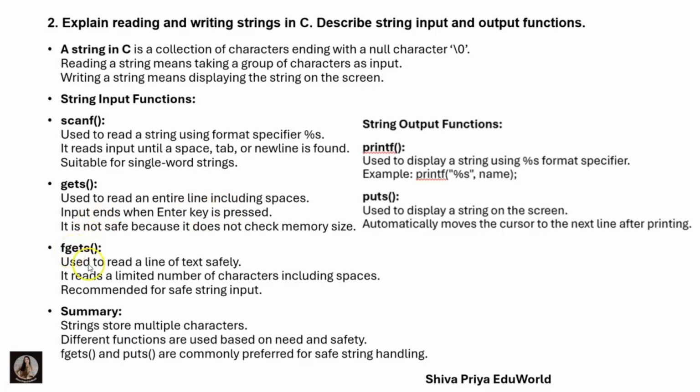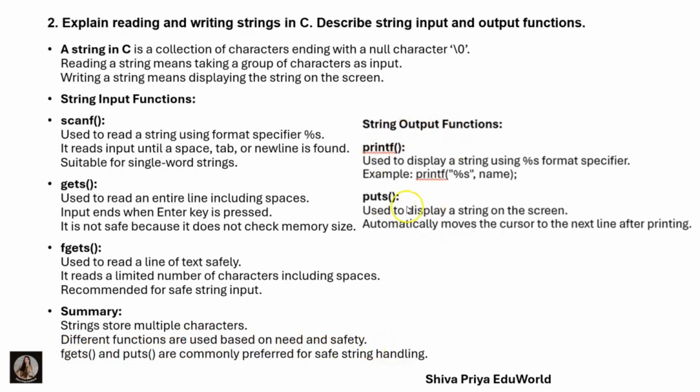The next one is fgets. It is used to read a line of text safely. It reads a limited number of characters, including spaces. It will read spaces, and only a limited number of characters. Clear? It is recommended for safe string input, but there is a limit. A string stores multiple characters because a string is a collection of characters. Different functions are used based on the need and safety. Here you can use scanf, gets and fgets based on your need. Fgets and puts are commonly preferred for safe string handling.